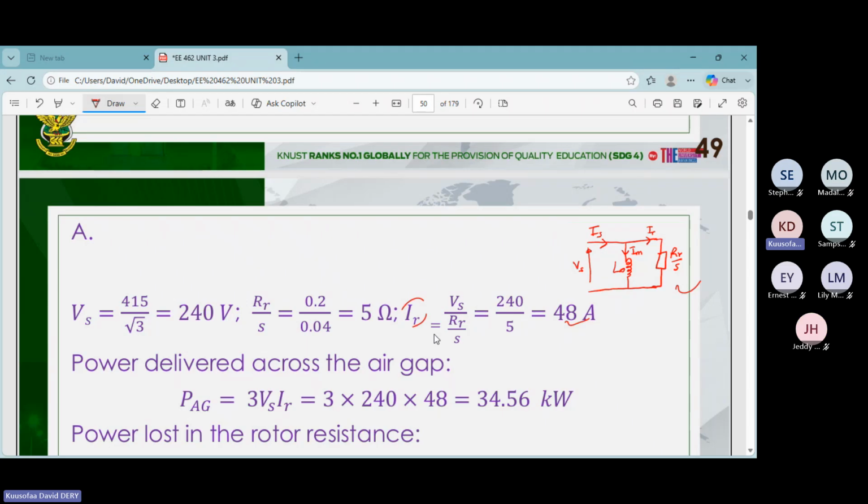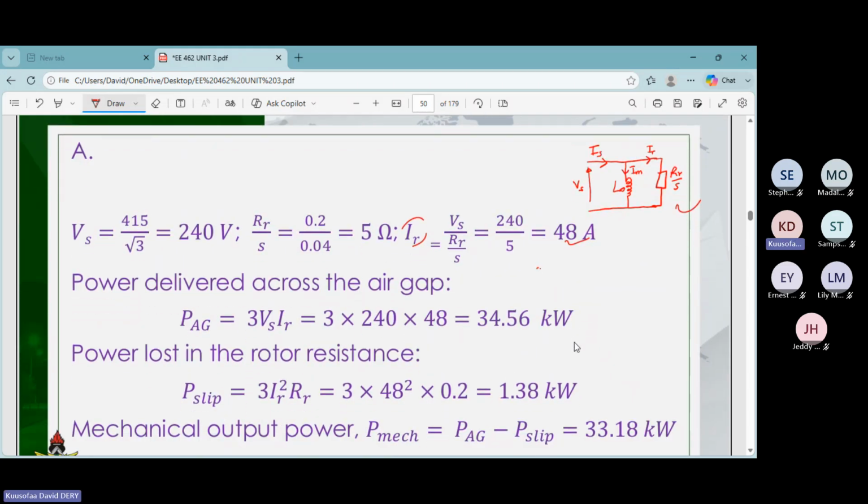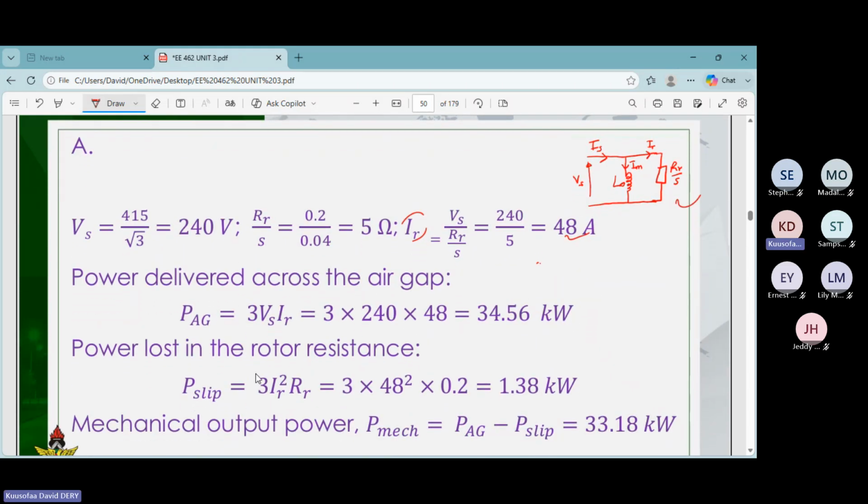So now that we've gotten IR, the P loss is basically the P slip. So that is what you calculate here. So this is the P slip. And then this particular one is talking about the power that is transferred from the stator through the air gap to the rotor side. So that is this particular one.